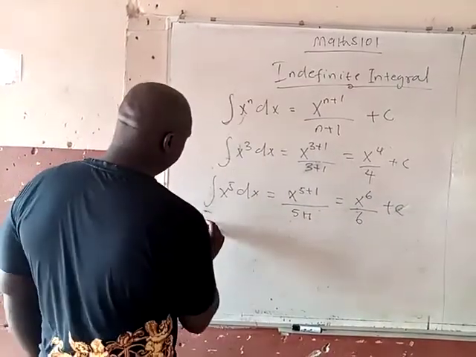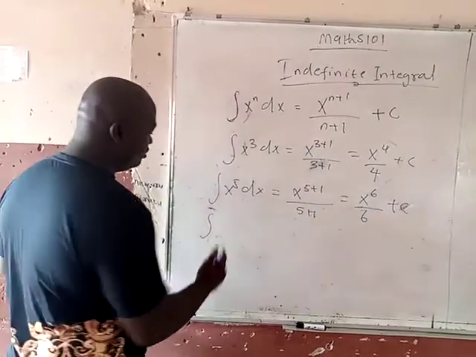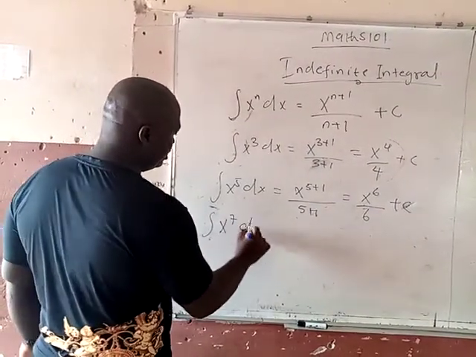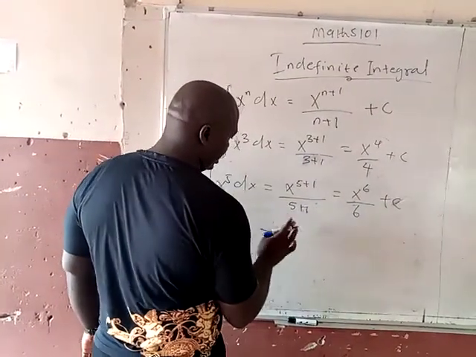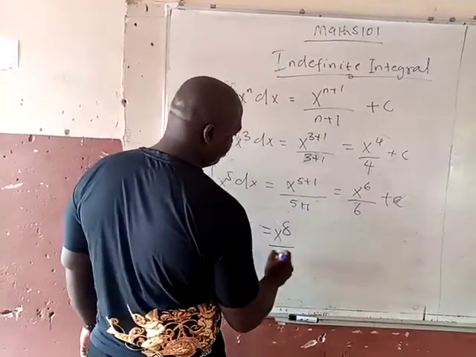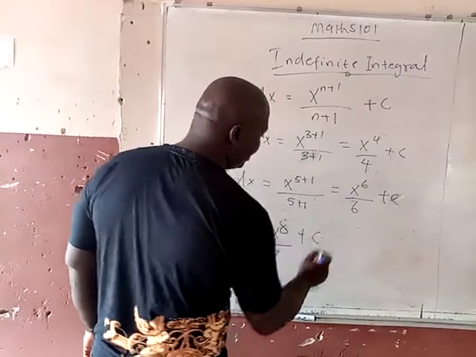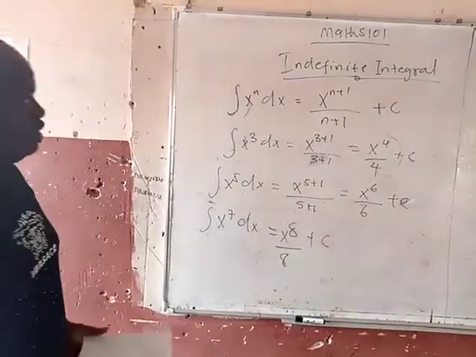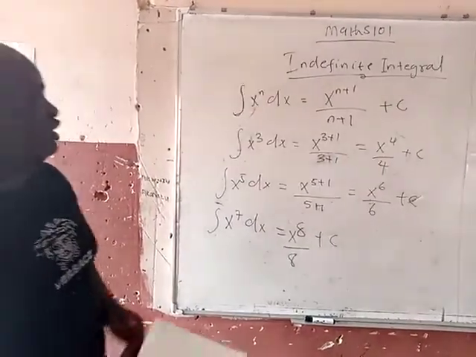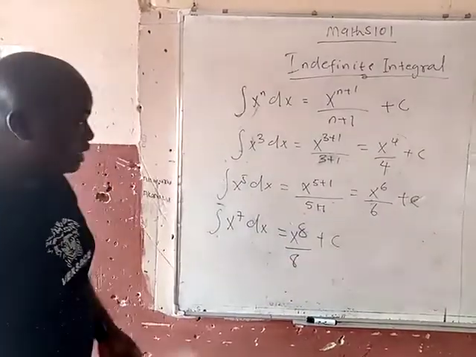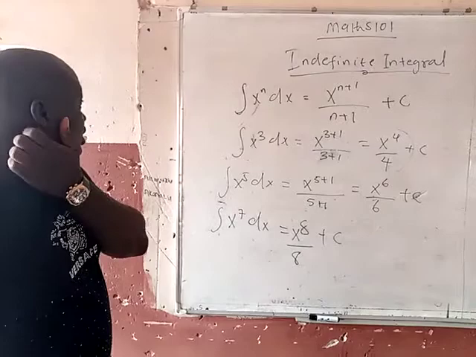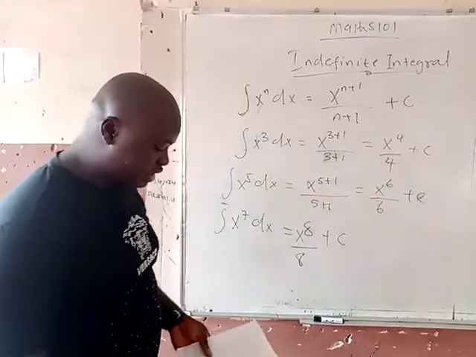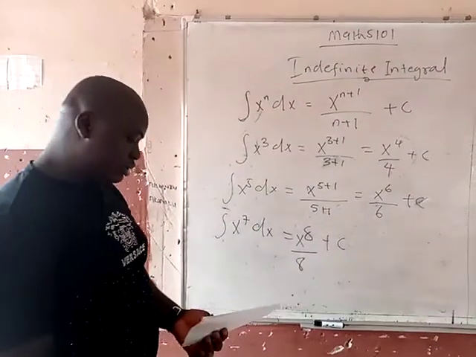So if I give you the antiderivative of, let me say, x raised to the power of 7 dx, it's x raised to the power of 8 divided by 8 plus what? C. So this is basically what the formula is saying, and this is basically what we'll be getting under this word indefinite integral. Are you with me? Good.